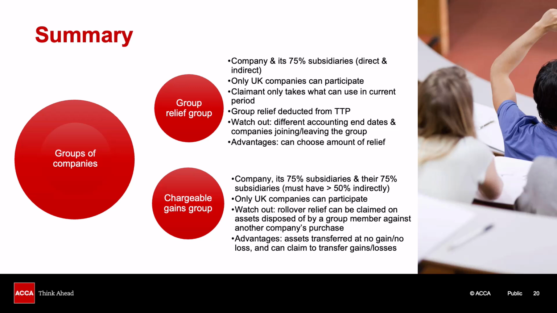Chargeable gains groups: we're looking at a company, 75% subsidiaries and their 75% subsidiaries and so on, but we need to check that we've got more than a 50% holding indirectly. Only UK companies can take part in the benefits of being in a chargeable gains group. Watch out for rollover relief because it can be claimed on assets disposed of by a group member against another company's purchase of an asset. And advantages of being in a chargeable gains group are we can transfer assets at no gain, no loss, and we can claim to transfer gains or losses amongst the companies in the group to save tax overall.